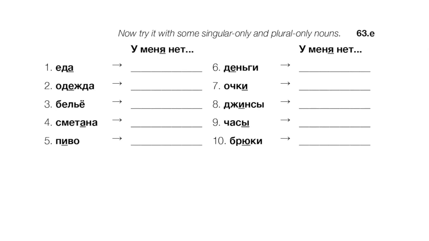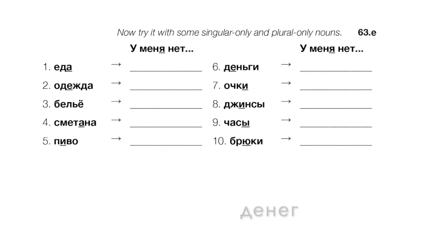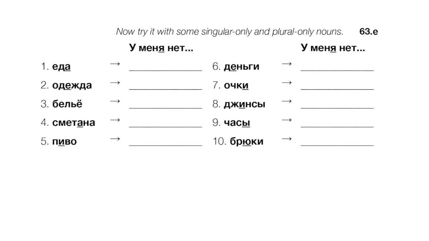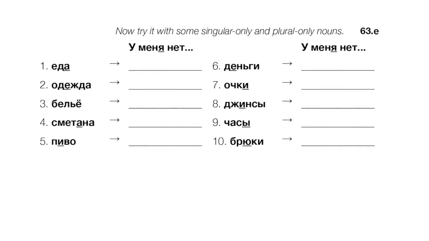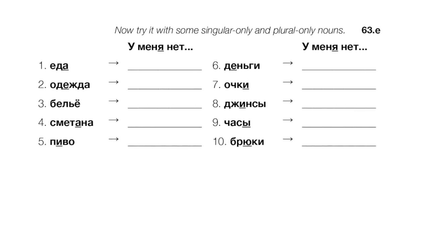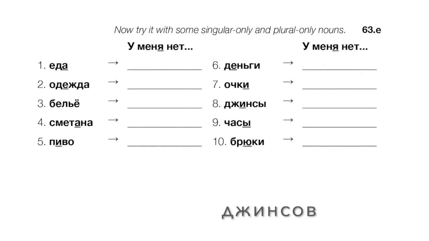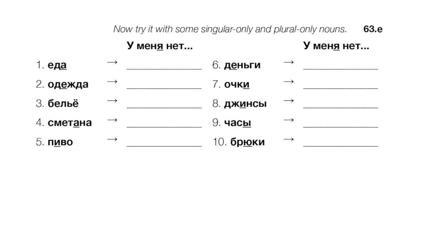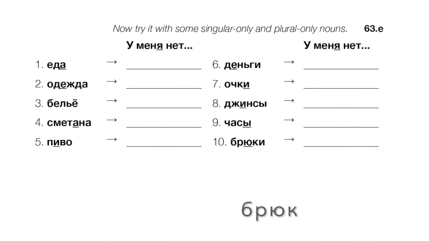6. Деньги. Okay, so these are now plural only nouns in Russian. У меня нет денег. Okay, so of course if they're plural only, then in non-existence expressions we're going to use genitive plural, right? We don't have much choice. I don't have glasses. У меня нет очков. 8. Джинсы. У меня нет джинсов. 9. Часы. So again, that could mean hours, but here this plural only noun is going to mean clock or a watch. У меня нет часов. And finally, 10. Брюки. У меня нет брюк.